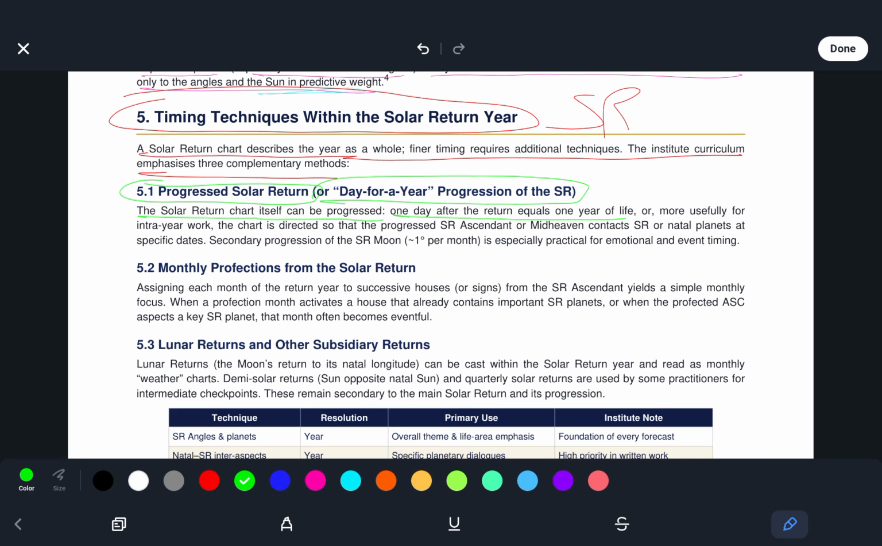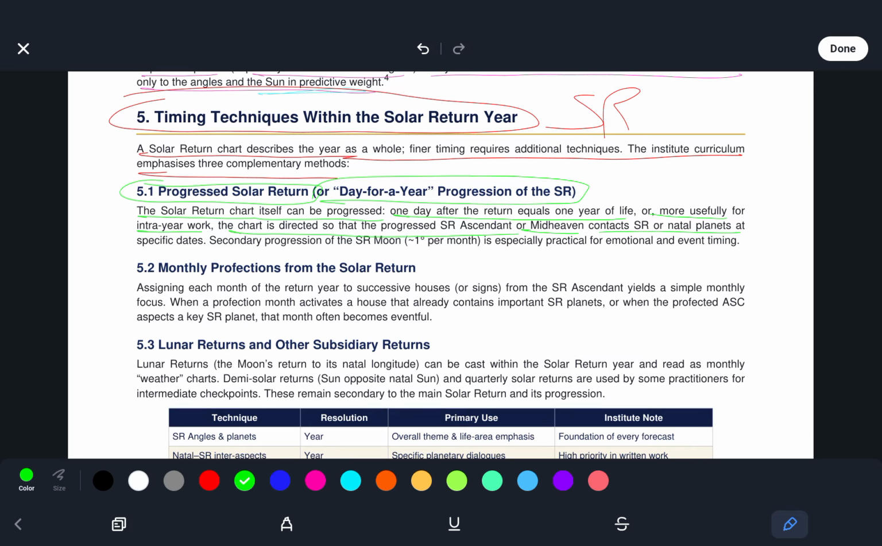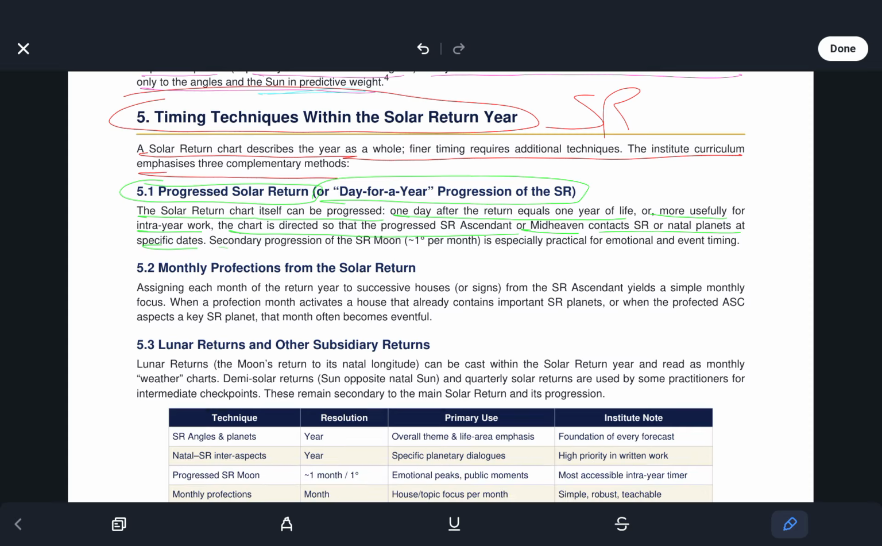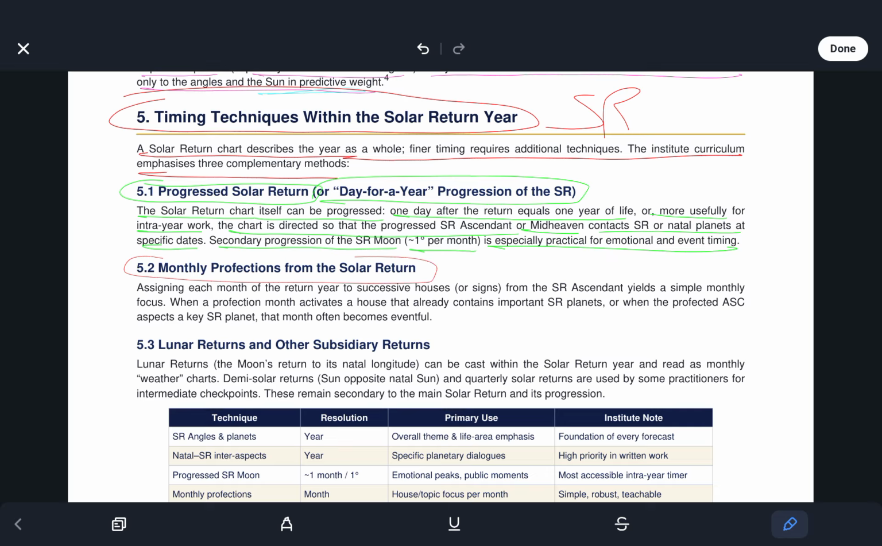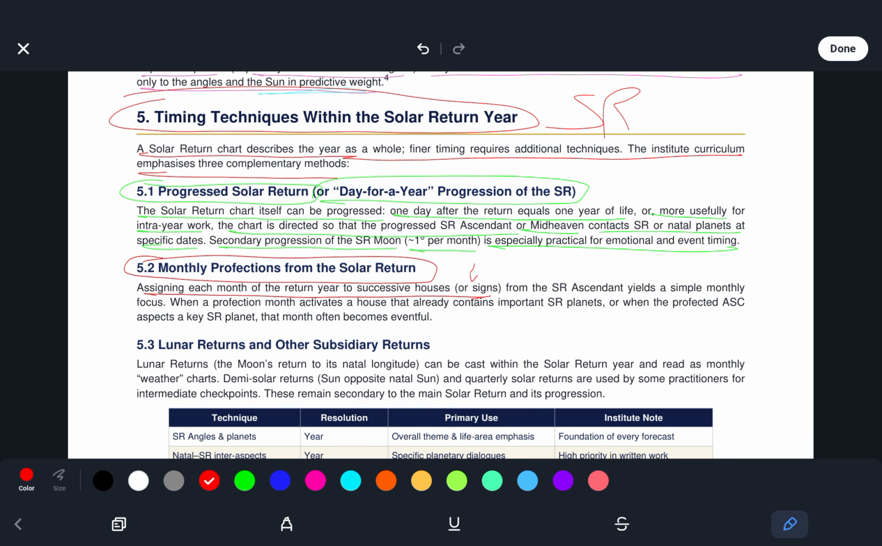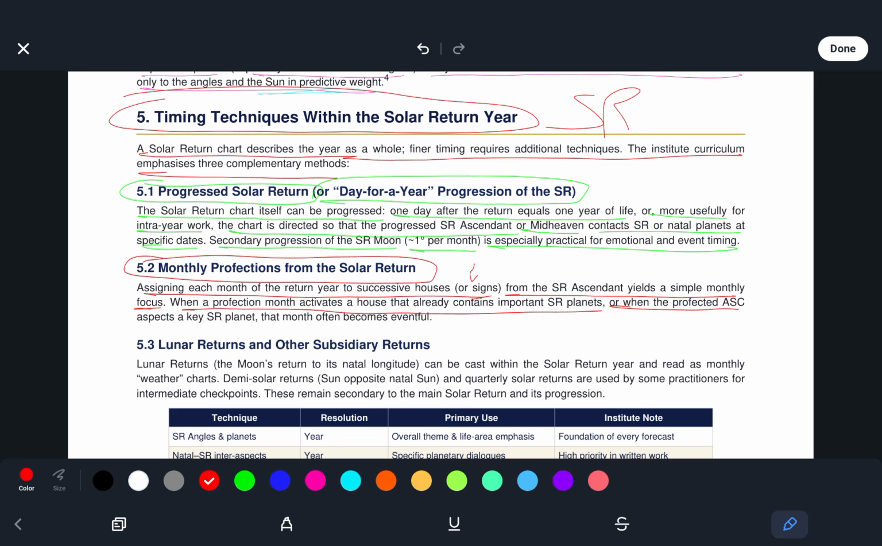One day after the return equals 1 year of life, or more usefully for intra-year work, the chart is directed so that the progressed SR ascendant or midheaven contacts SR or natal planets at specific dates. Secondary progression of the SR moon, 1 degree per month, is especially practical for emotional and event timing. Monthly profections from the SR, assigning each month of the return year to successive houses or signs from the SR ascendant, yields a simple monthly focus. When a profection month activates a house that already contains important SR planets, or when the profected ascendant aspects a key SR planet, that month often becomes eventful.